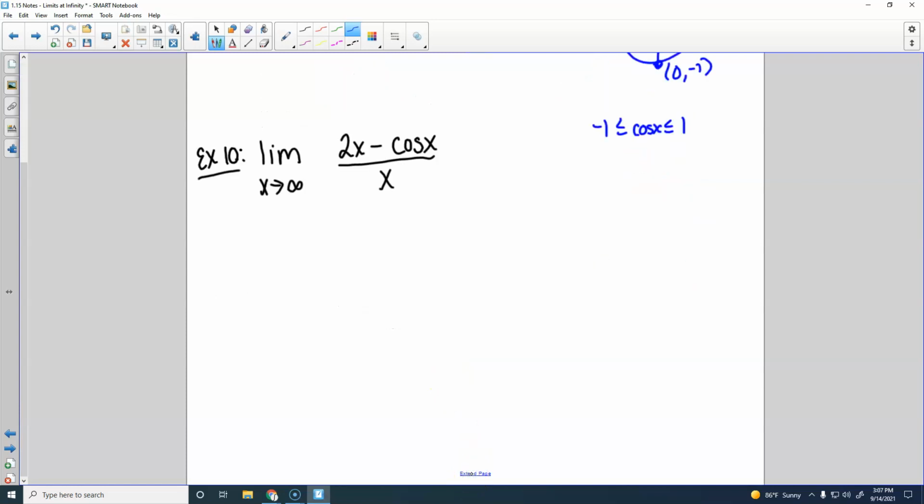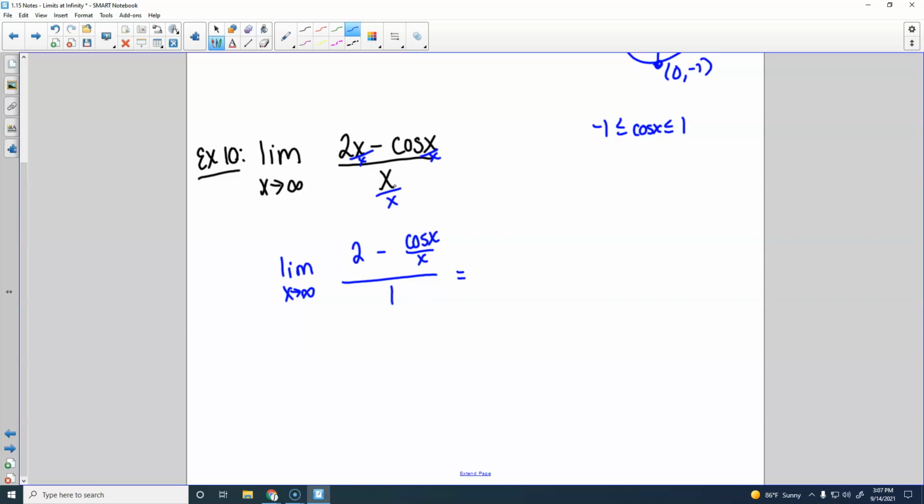There, I divided everything by x first, because you got a fraction here. You got 2 minus cosine x over 1. So just like we did on the other problems, I'm dividing everything by the highest exponent in the denominator.